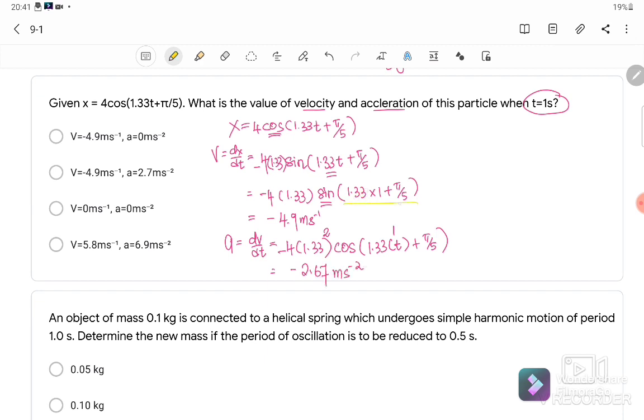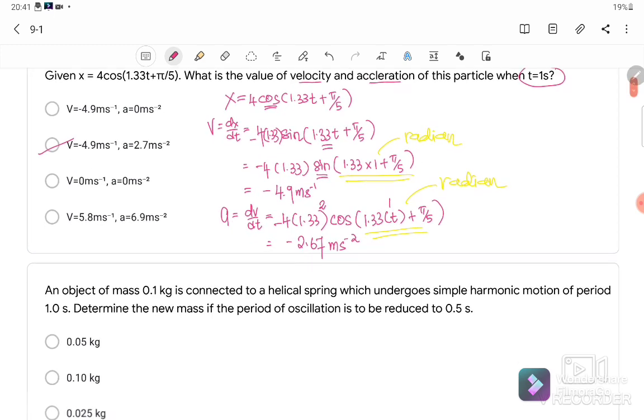Remember, this value is in radians, so you need to change your calculator to radian mode. Remember to change the calculator to radian mode. So the nearest answer is B.